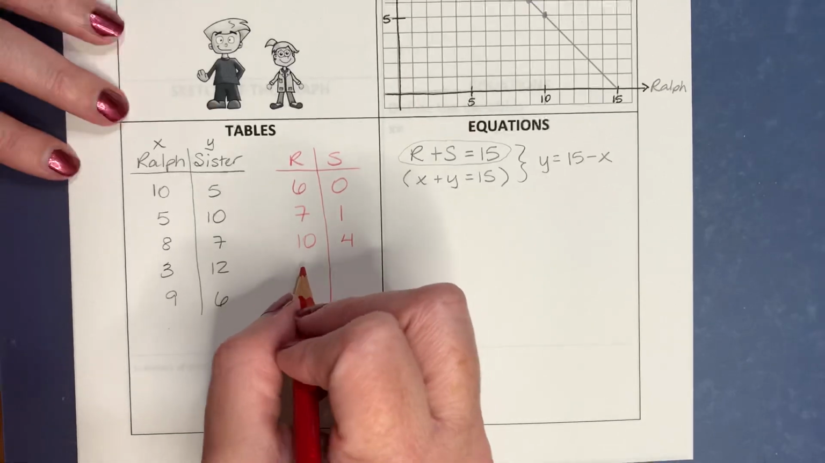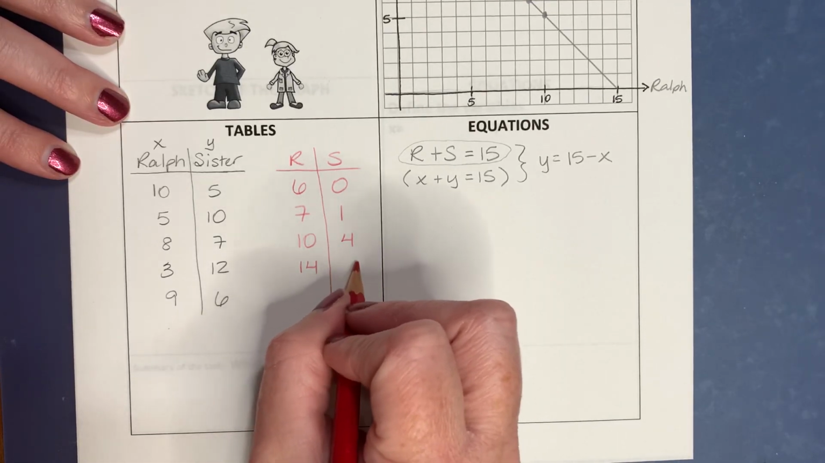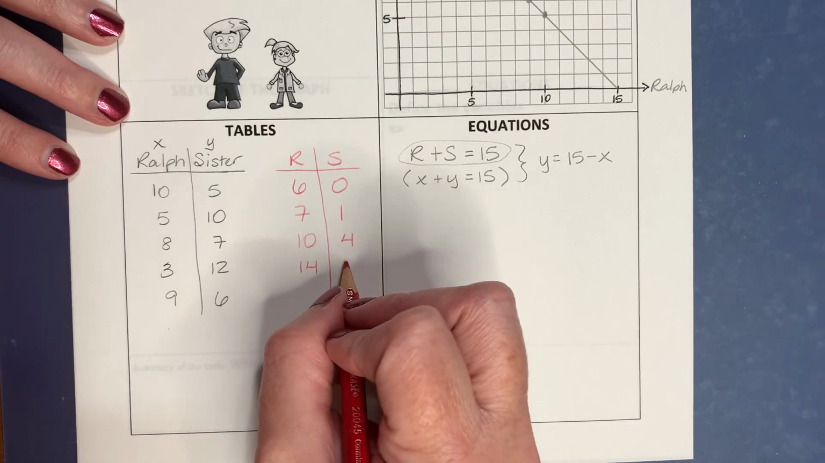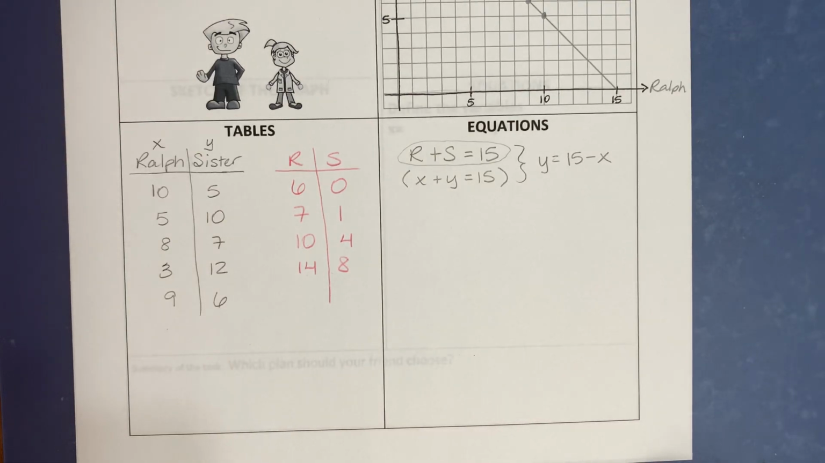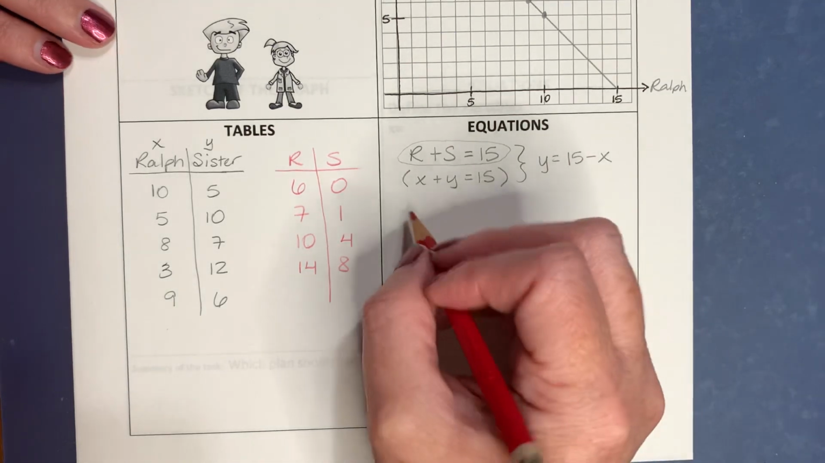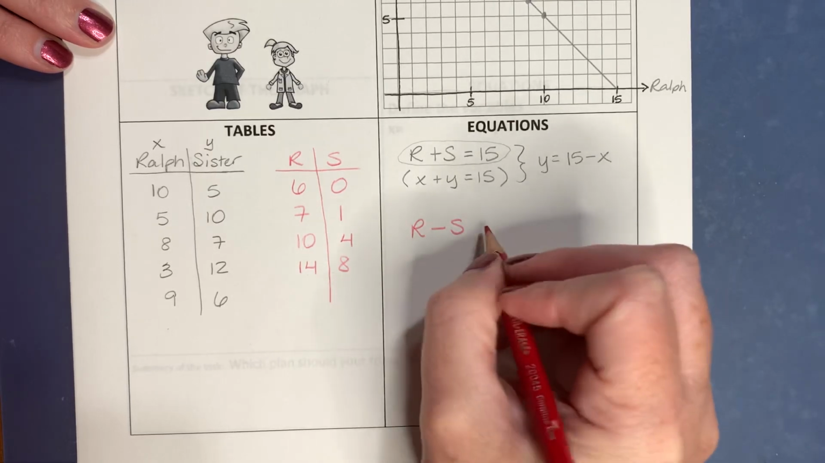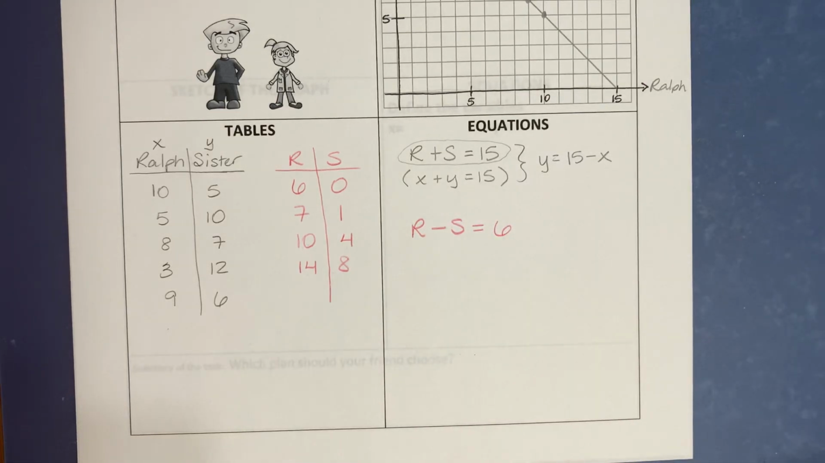If he's 14, 14 minus what is going to be 6, right? So 14 minus 8, so she would be 8, is 6. Right? And before we even go to the graph, let's write the equation right now. What do we know is going on? Ralph minus sister's age is 6. Right? Don't we know that that's what's going on right now?